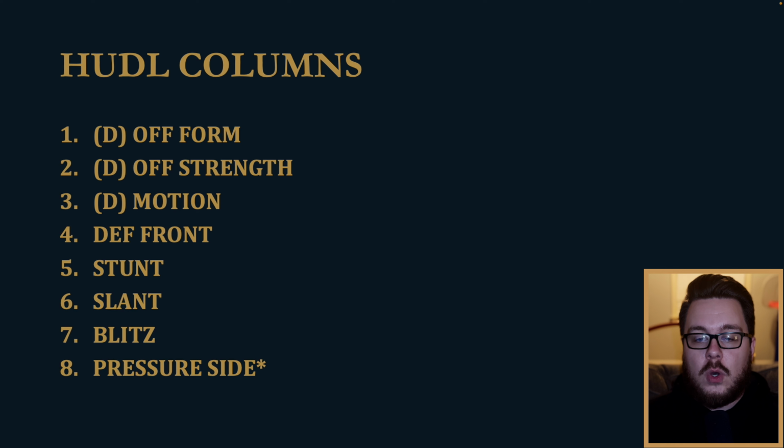Pressure side is one that I have added simply because I want to know where the pressure's coming from. And I really have four options for this one. It's either coming from the field, coming from the boundary, coming down the middle, or coming from all sides. It's a max blitz. Now, pressure side doesn't include strong and weak because that's going to be shown in the blitz itself. So if it's a Sam blitz, then it was the strong-side outside linebacker who blitzed. So I don't need that in the pressure side because I know that it was the Sam who blitzed. I know he came off the strong side, or the side of the tight end.